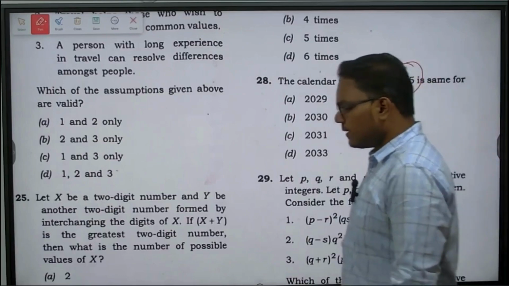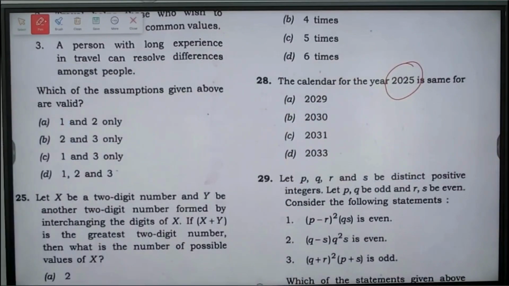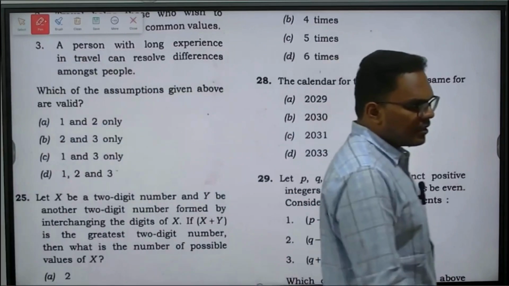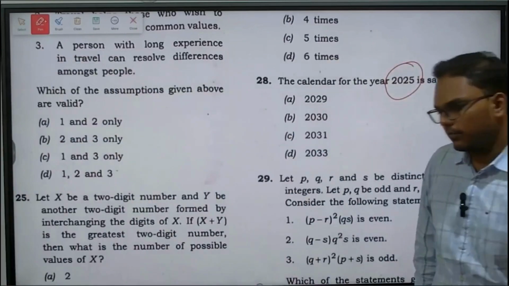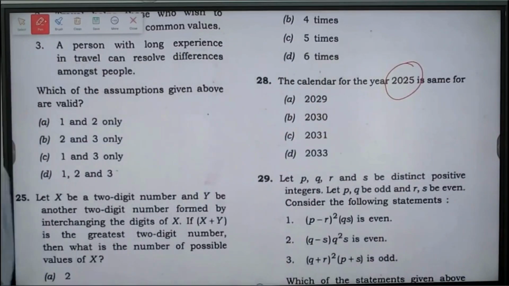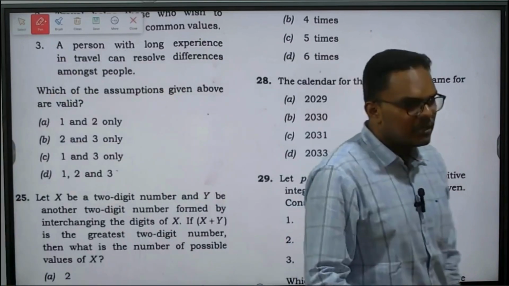okay. So generally, every 7 years once or 6 years once, if you have just one leap year in between, you'll have the similar calendar year.